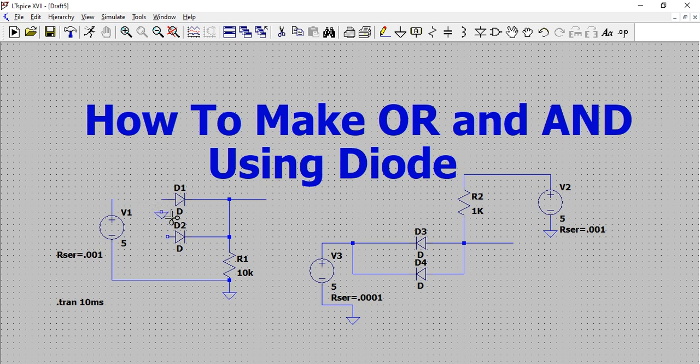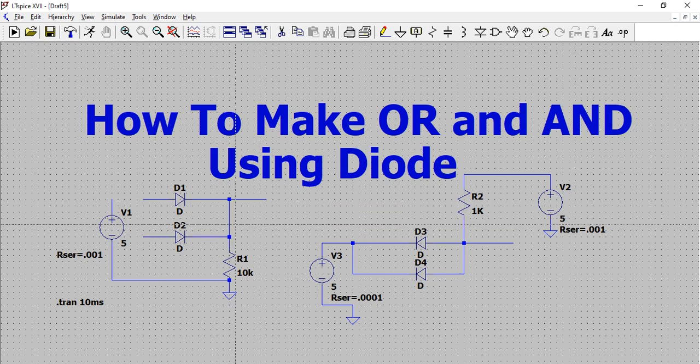So this is the OR circuit using the diode. Okay, this is the resistance and this is the output, and these are the two inputs. So this is the input of the OR gate.